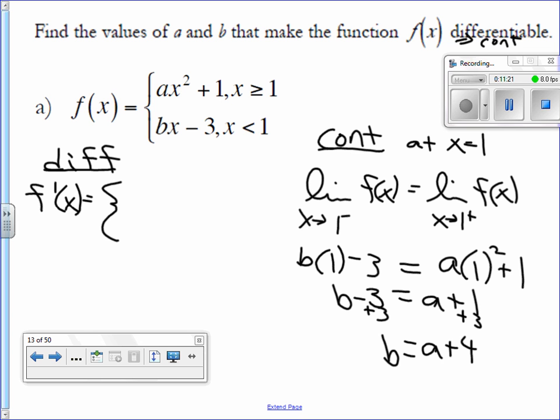Now, a is a constant, b is a constant, so what would the derivative of the first branch be? 2ax. Now, we know it is differentiable at 1, so I could keep it x is greater than or equal to 1. I don't have to worry about that. I know the derivative exists there. What about the derivative of the second branch? Just b. And that's when x is less than 1.